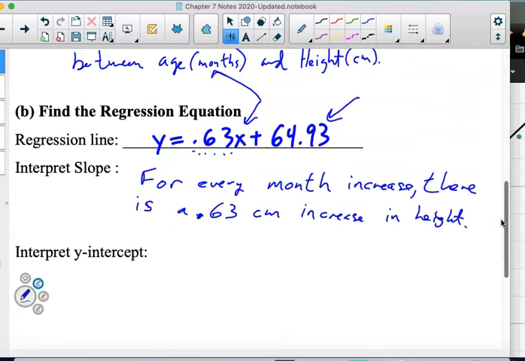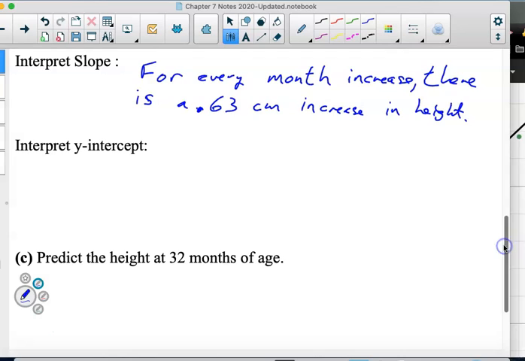So the y-intercept is the value of y when x is 0. So x is our age, and y is our height. And so 64.93 basically means when we're born, the average height or length of a baby is 64.93 centimeters, not inches, remember, centimeters, okay?